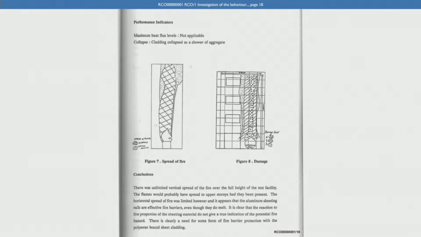There was unlimited vertical spread of the fire over the full height of the test facility. The flames would probably have spread to upper stories had they been present. The horizontal spread of fire was limited, however, and it appears that the aluminium sheeting rails are effective fire barriers even though they do melt. It is clear that the reaction to fire properties of the sheeting material do not give a true indication of the potential fire hazard. There's clearly a need for some form of fire barrier protection with the polyester-bound sheet cladding.